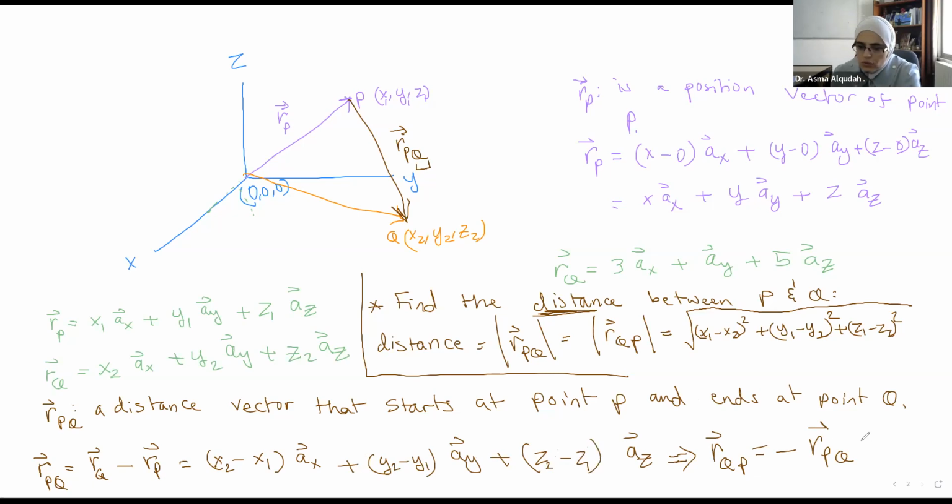And this is true: R sub QP is equal to the negative of R sub PQ. For the distance, we don't care about the direction, because it's a scalar quantity. Okay, let's get back to the notes then.